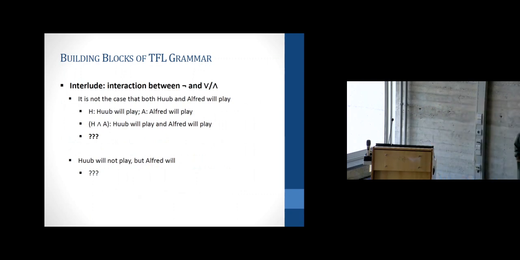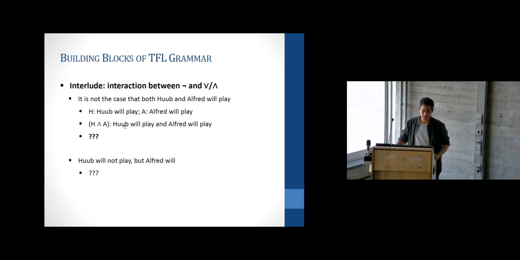And so now we have conjunction, disjunction, and negation. We can combine them, and doing that is already a lot of logic. So I can say it's not the case that both Hoop and Alpha will play. It's not the case, negation, that both Hoop and Alpha will play. So I know I have negation somewhere here and a conjunction somewhere. But the way we order them matters. This is where the parentheses become important.